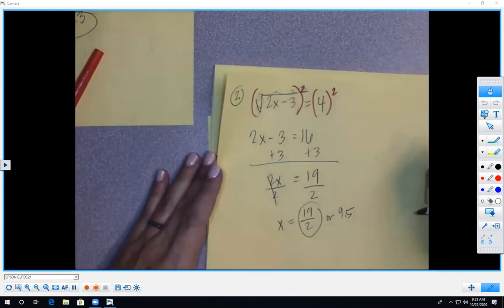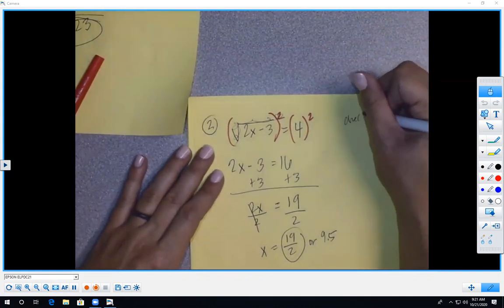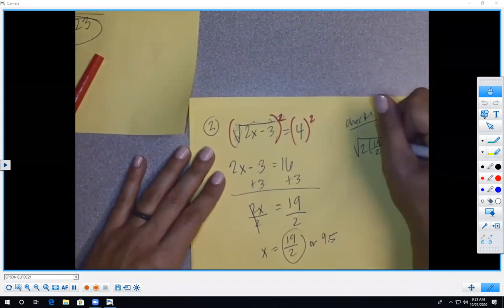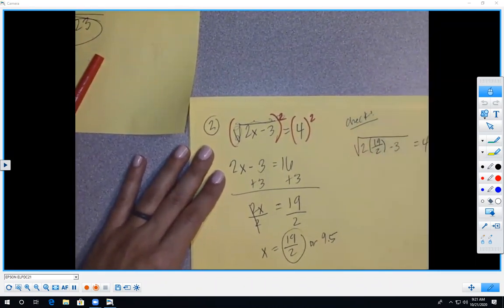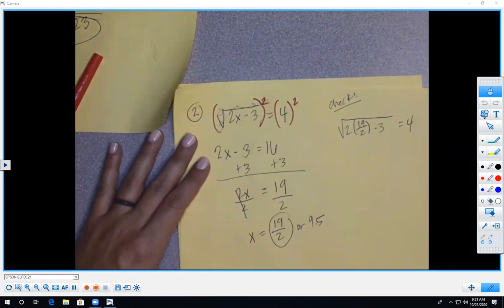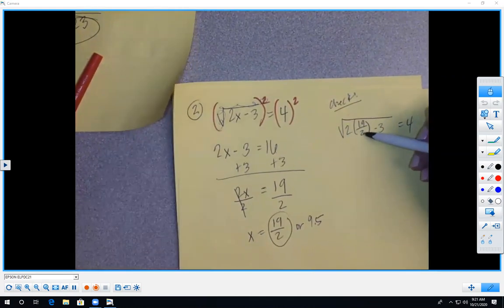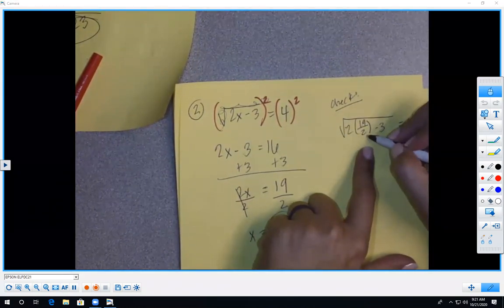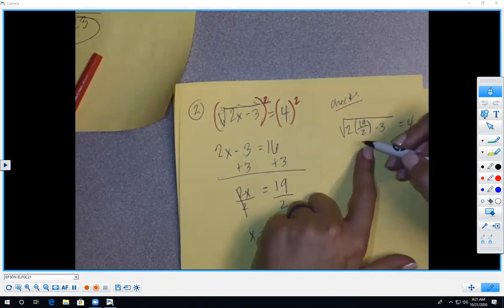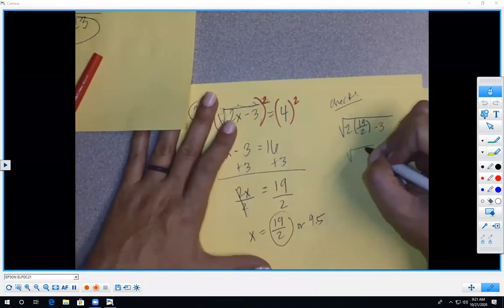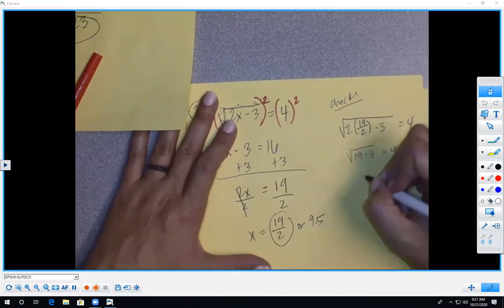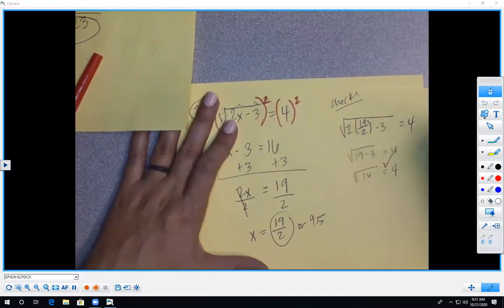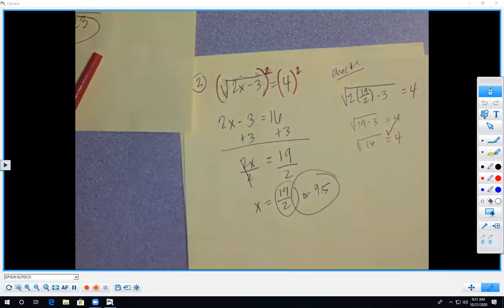Okay, you got to check it when you go to plug it back in. So here's my check over here. The square root of 2 times 19 over 2 minus 3, does that equal 4? So 2 times 19 over 2. I'm sorry, I'm a little sleepy this morning. The 2's cancel out, right? 19 divided by 2 times 2. The 2's undo each other, so I'm left with 19. So I get the square root of 19 minus 3 equals 4. 19 minus 3 is 16. Does the square root of 16 equal 4? Yeah, it does. So those answers work.